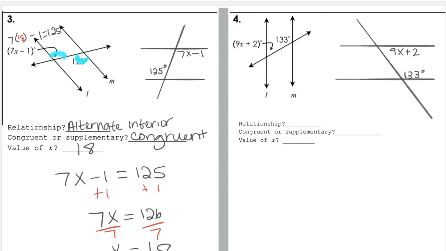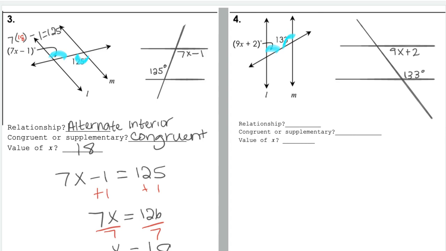Right, number 4 is the same thing, so it's kind of flipped around. So I went ahead and rotated it just so you could see what it would look like if you rotate. So I have 9x plus 2, and I am comparing that to 133.